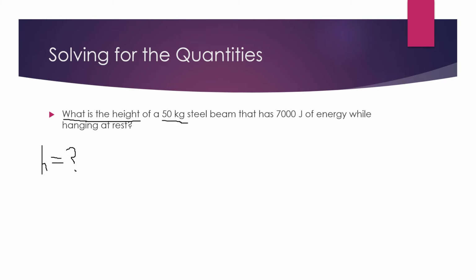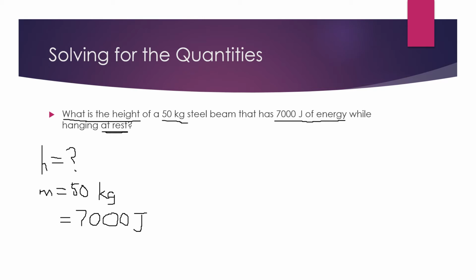What is the height of a 50 kilogram steel beam that has 7,000 joules of energy? Kg is mass. We just have to know that, and if you don't remember that, look back at the other slide. Okay, hold on. Wait a minute, Bizzuto. That just says energy. What type of energy is it? Well, let's find out. While hanging at rest.